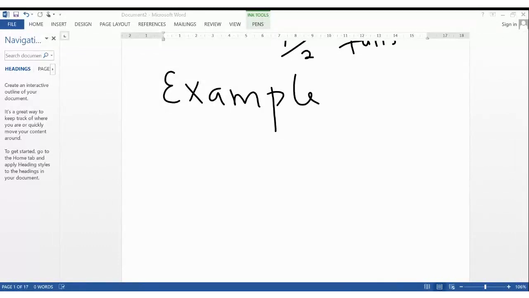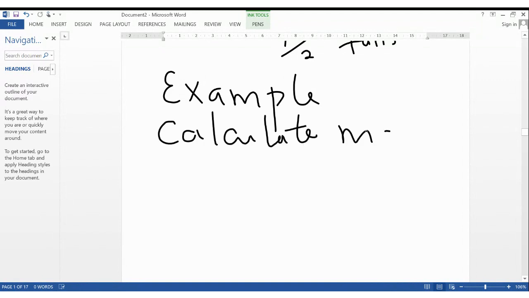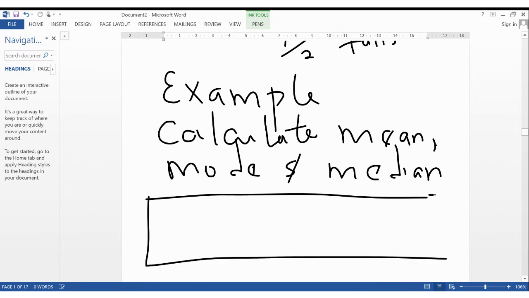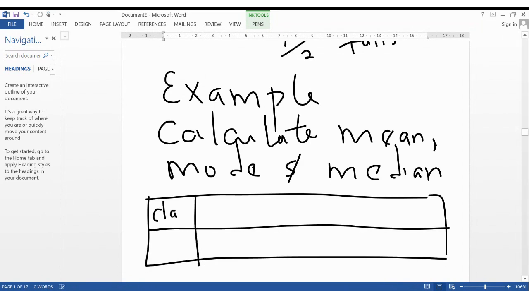So in the example now, check this one out. You are calculating the mean, mode, and what? Median. So you can have a set of just simple data here. Now we have a class here, and here we have the frequency.